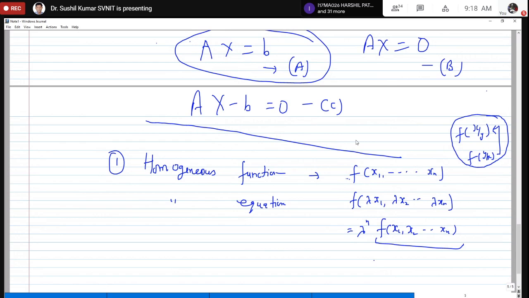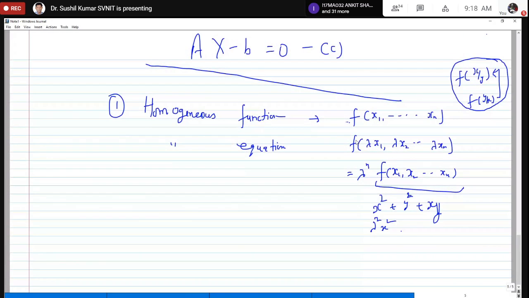For example, if you have x square plus y square plus xy, let's say in case of 2 variables. If you replace x by lambda x, it will be lambda square x square, y square will be lambda square y square, and it will be lambda x into lambda y, that is lambda square x into y. So lambda square will be common. So it is homogeneous because in this term we have degree 2, here also degree is 2, here also degree is 2, one for x, one for y. So this is the definition of a homogeneous function.